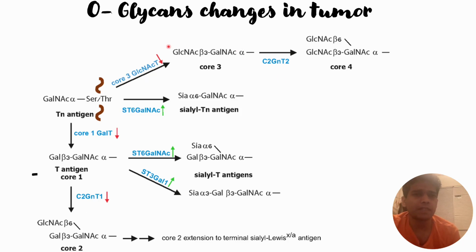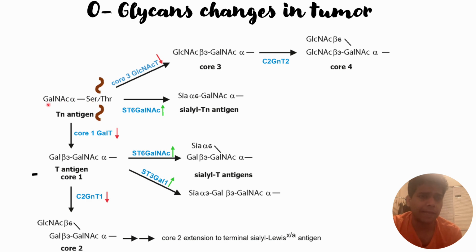In this video, we will discuss how O-glycan formation occurs in the cells and what changes occur in the O-glycans in the tumor cells compared to the normal healthy cells. So this is the beginning of the O-glycosylation.